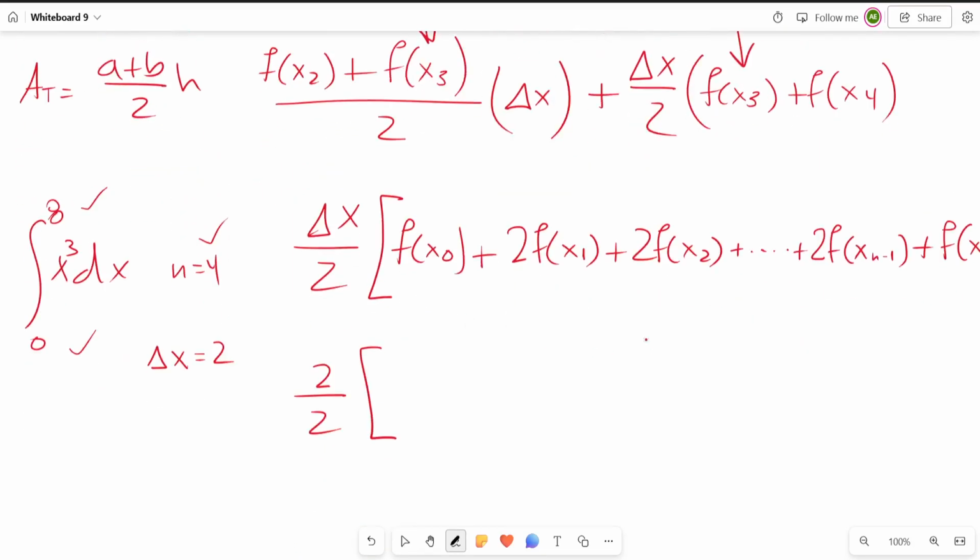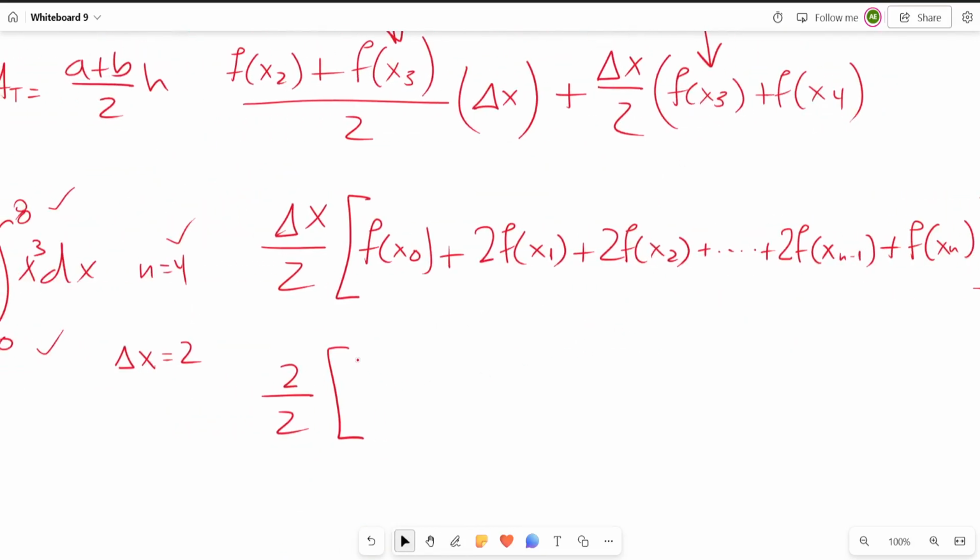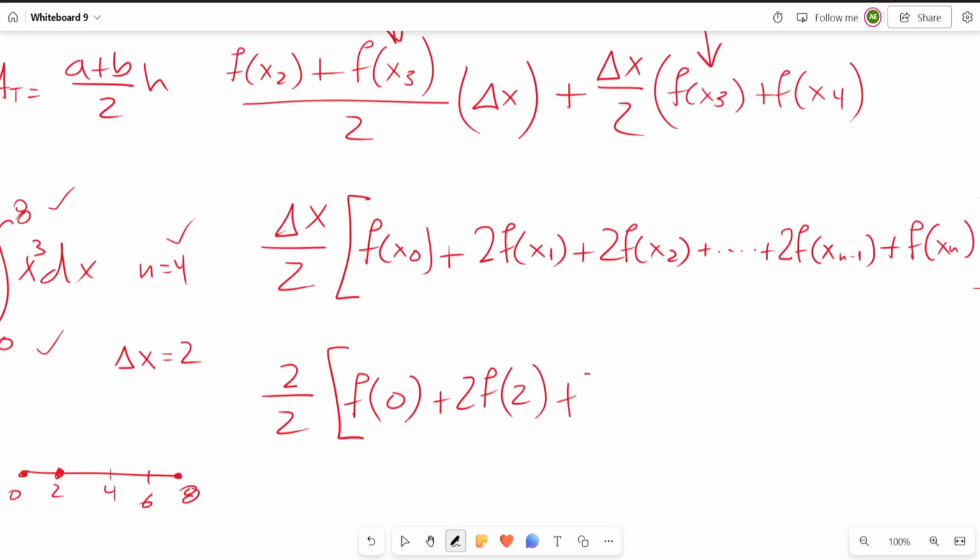So if we do our number line again, 0, this is 8, delta x is 2, so 2, 4, 6. So f of x0 is basically f of 0, plus 2 times f of x1, which is basically this point, so f of 2, plus 2 times f of the next point, which is 4, plus 2 times f of 6 plus f of 8, because this is the last point.